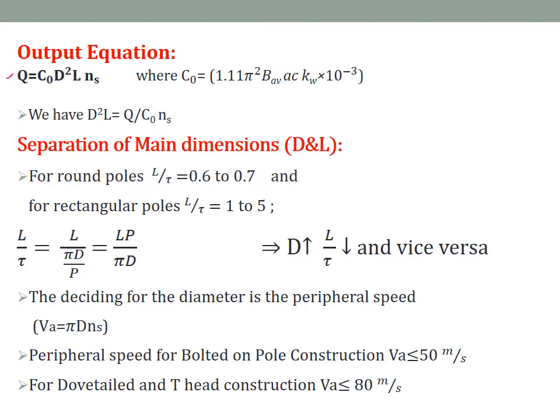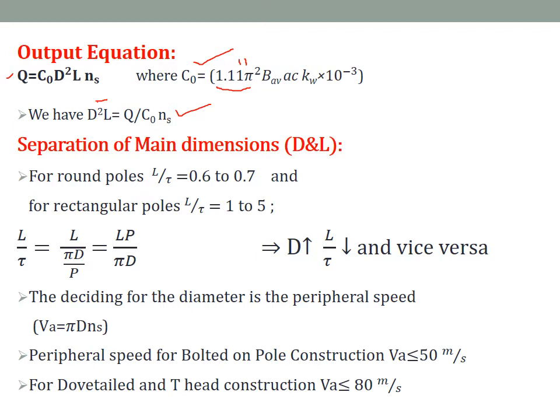One is the output equation: Q is equal to C0 D square L ns. D is the diameter, L is the length, ns is the synchronous speed in RPS. This is the output coefficient; C0 is given by 1.11 pi square B average AC into kW into 10 raised to minus 3. Sometimes if you multiply, you'll get L. The volume of the machine, D square L, you can get using this equation Q by C0 ns.